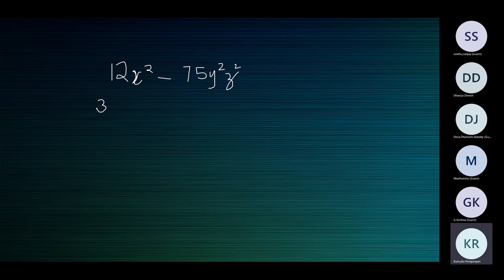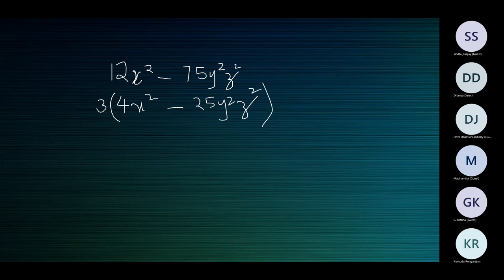That's the first thing you have to do. Now this expression has two terms. Both the terms have 3 in common. You should bring out the common factor 3. Now 3 fours are 12 x square, minus 3 twenty-fives are 75 y square z square. This is the first step. If you don't do this, then it's difficult to factorize. All of you must do this first. Without doing this, you cannot factorize.